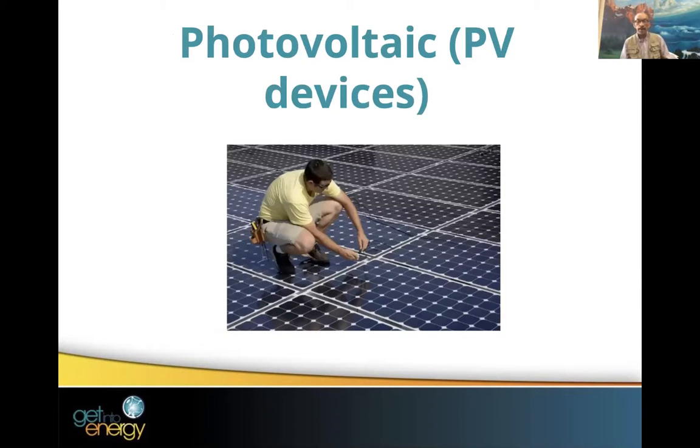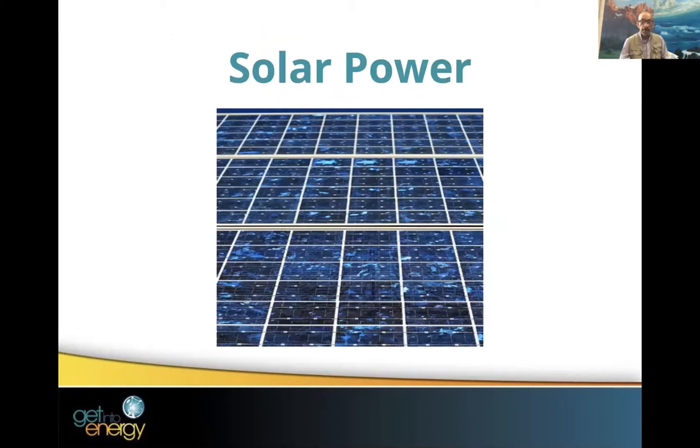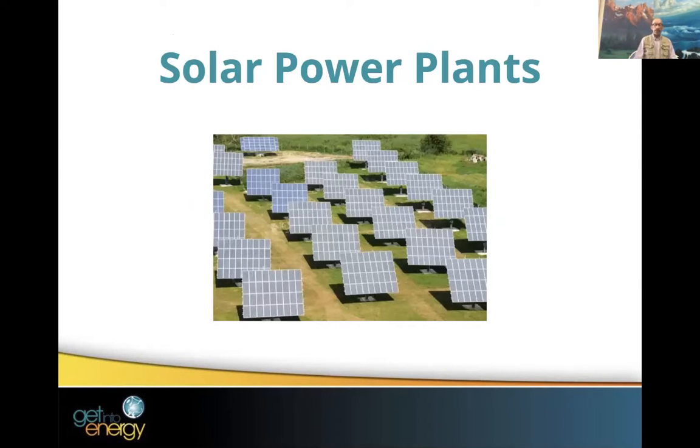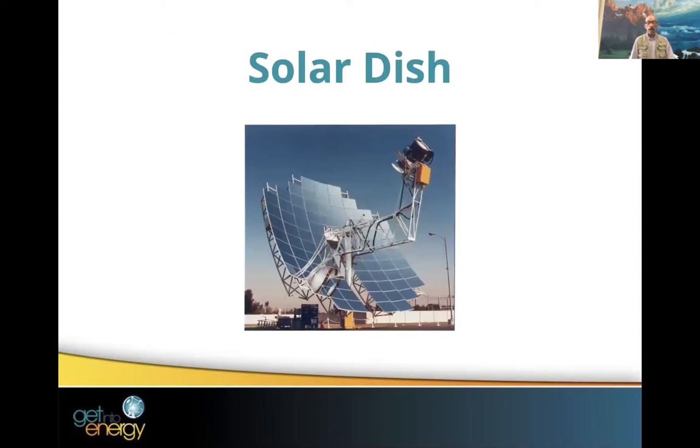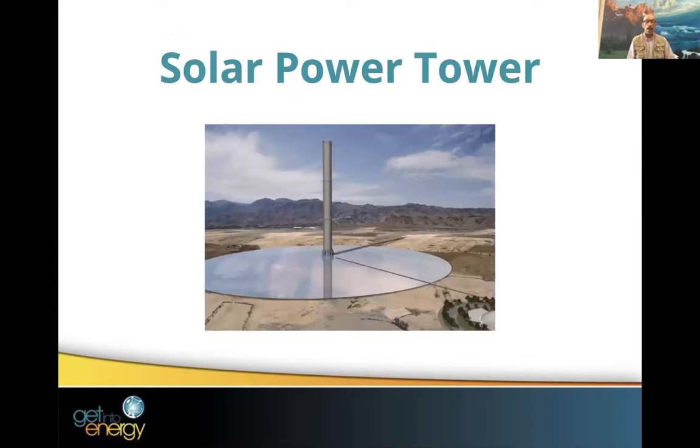Photovoltaic devices, solar panels, as you can see in this picture, convert the sun's radiation into what we call solar power. We have several solar power plants that are scattered throughout our nation. In this picture, you see another type of sun's radiation collector device called a solar dish. In this picture, you see another collecting device that is used to collect the sun's radiation. It's called a solar power tower.